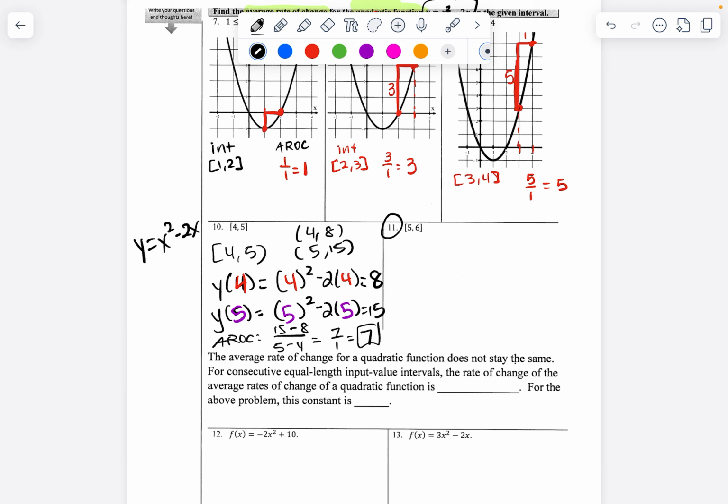Last one, try number 11 on your own. I want you to evaluate the interval from 5 to 6 of our function x squared minus 2x. Go ahead and push pause. And we're back. Let's check to see what you did.